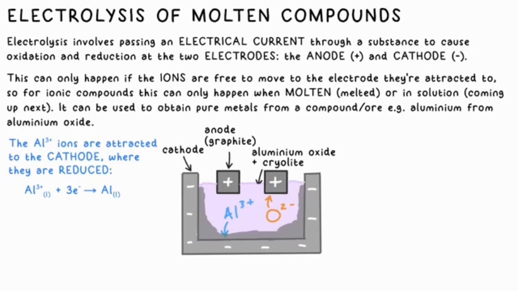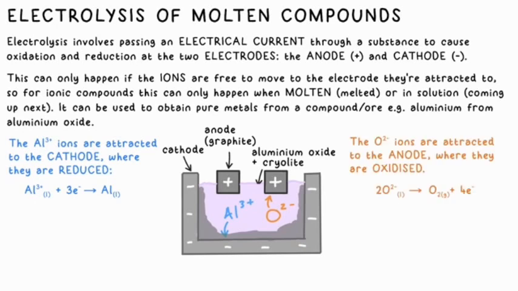Cations are always reduced at the cathode. So in this case, solid aluminium is formed on the cathode. The negative ions, or anions, O2- in this case, move to the positive electrode, the anode, where they lose electrons. In this case, oxygen gas, O2, is formed. Anions are always oxidized at the anode.